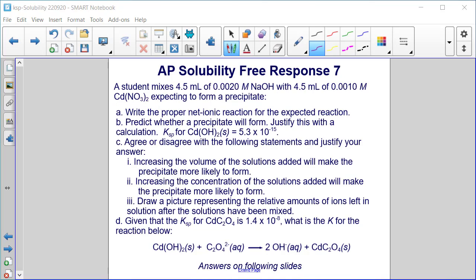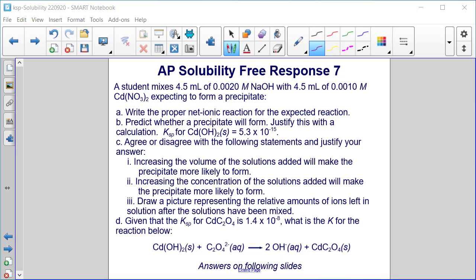AP Solubility Free Response 7. A student mixes 4.5 milliliters of 0.0020 molar sodium hydroxide with 4.5 milliliters of 0.0010 molar cadmium 2 nitrate, expecting to form a precipitate. A. Write the proper net ionic reaction for the expected reaction. B. Predict whether a precipitate will form. Justify this with a calculation. Ksp for cadmium hydroxide solid is 5.3 times 10 to the minus 15.